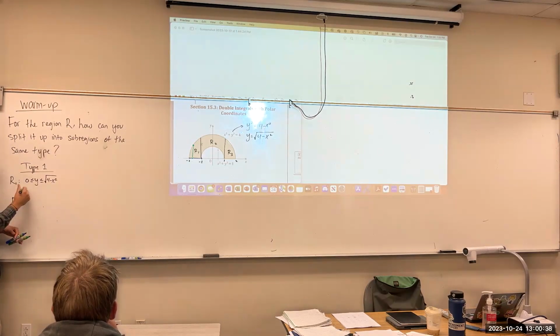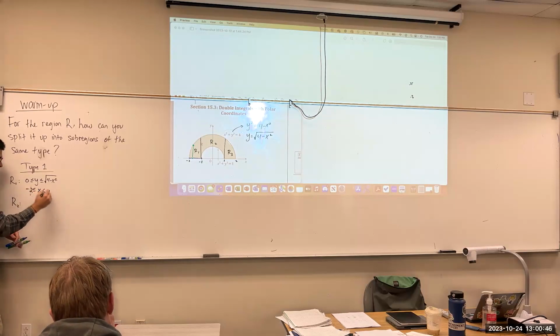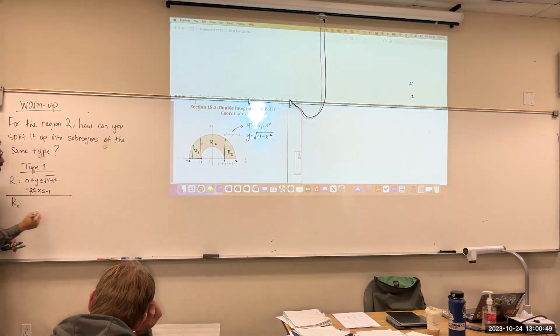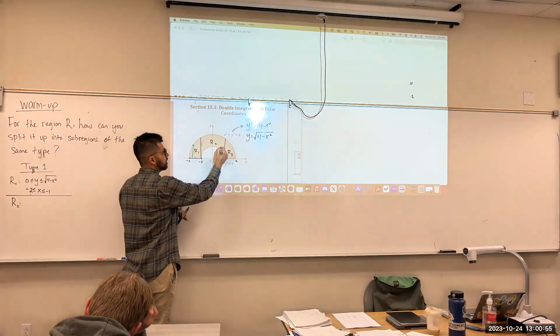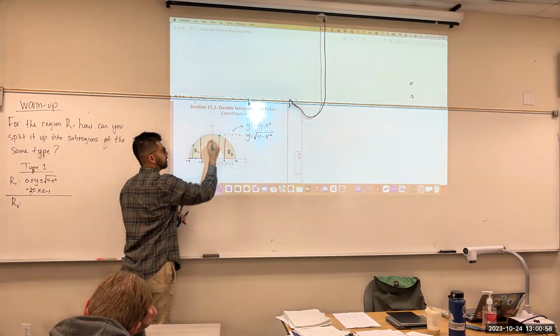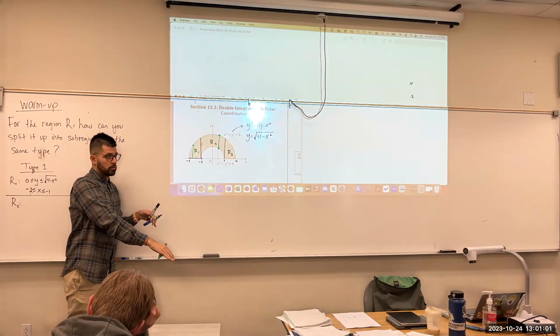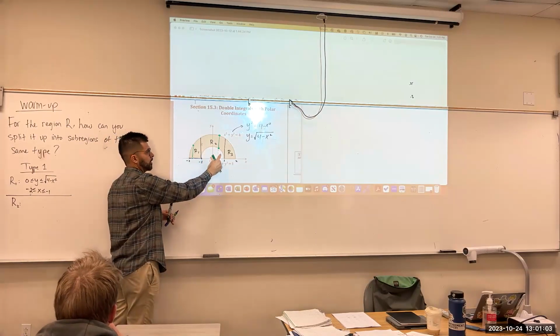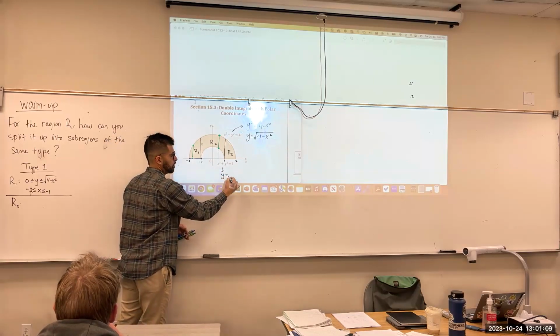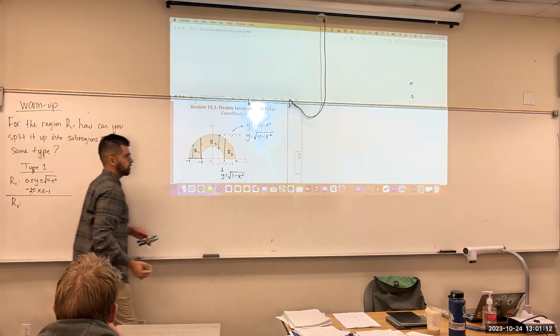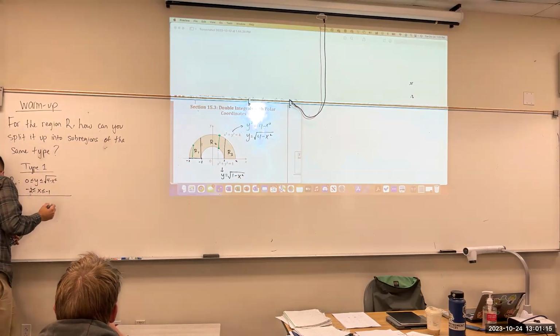For region 1, x goes from negative 2 to negative 1. All right, what about region R2? What is y bounded below by here? Is it going all the way down to 0? No, the lowest it goes is this curve right here, right? So if you isolate y again, you're going to get square root of 1 minus x squared. So then y would be bounded below by what, and then above by what?